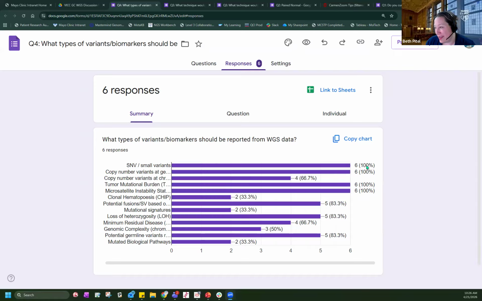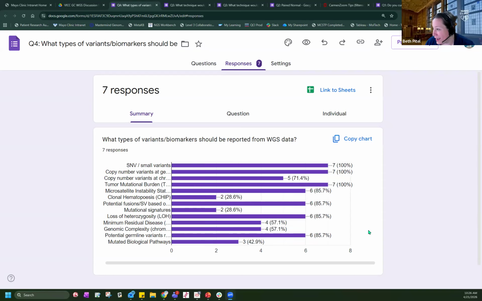So we can see most people say small variants, copy number variants at a gene level, tumor mutational burden, microsatellite instability. That's 6 out of 6 people. I feel like those are somewhat common with any large panel. That's what we're getting from the large panels now.